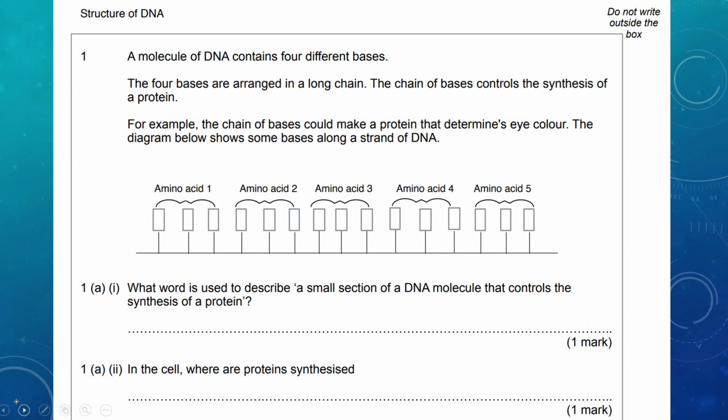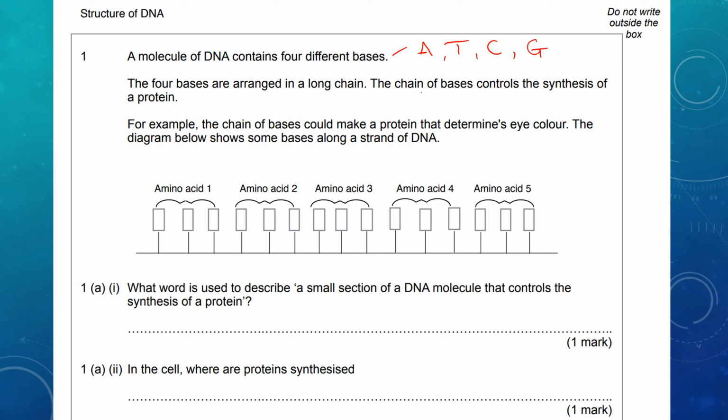This question is a higher tier question. So if you are doing foundation, you can skip this question. It's concerning a molecule of DNA containing four different bases. We know that the four different bases are called adenine, A, thymine, T, cytosine, C, and guanine, G. For foundation, you only need to know the letters. For higher tier, you need to know their names.